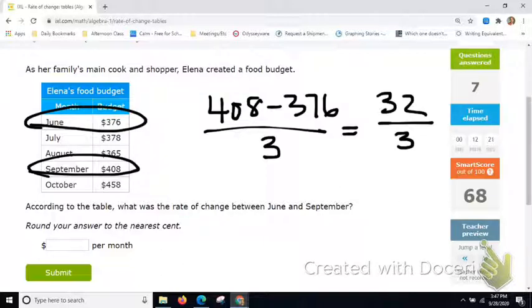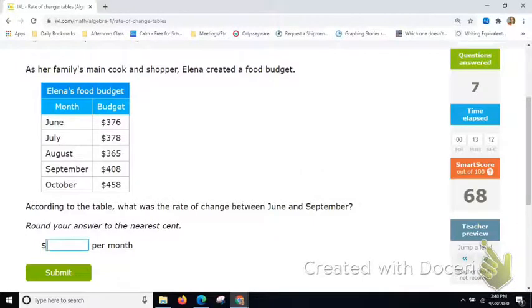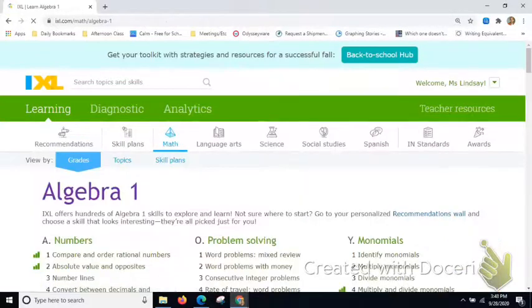Grab my calculator, I get 10.666 repeating. So if I've got 10.666, here's my point, 7 out here, I can only keep 2 places. This third one is going to tell this guy to round up. So $10.67 per month. That's the rate of change. That's how it's, on average, it's going up $10.67 per month. So I subtracted the money, divided by the number of months that had passed, rounded my answer. So that's rate of change from a table.